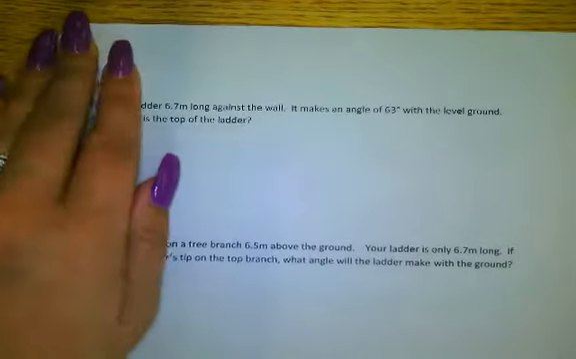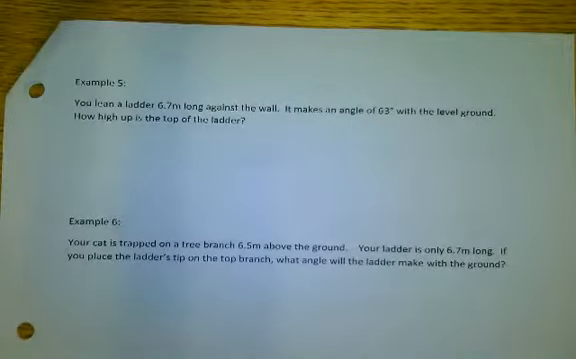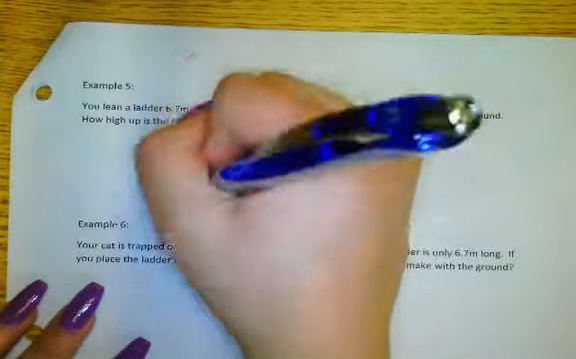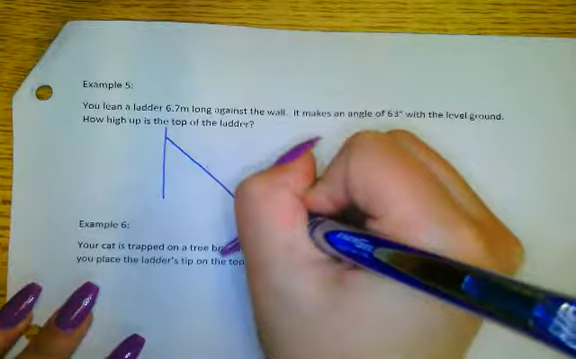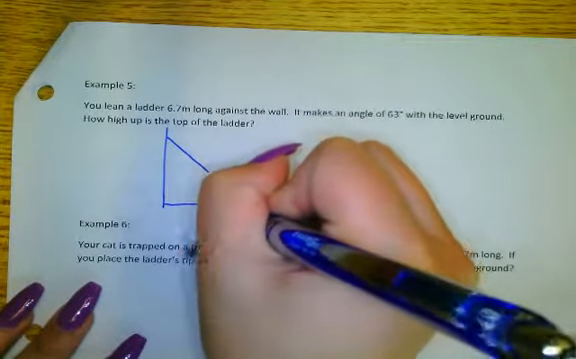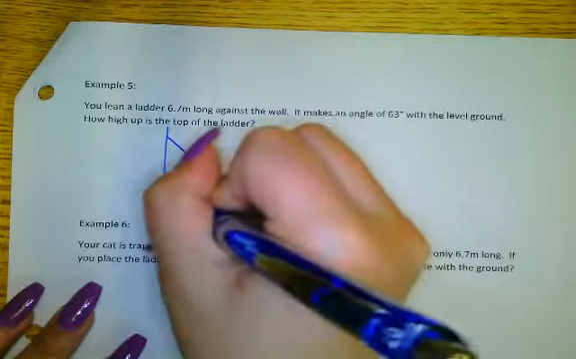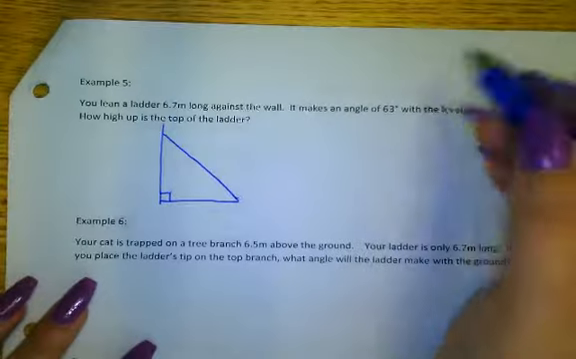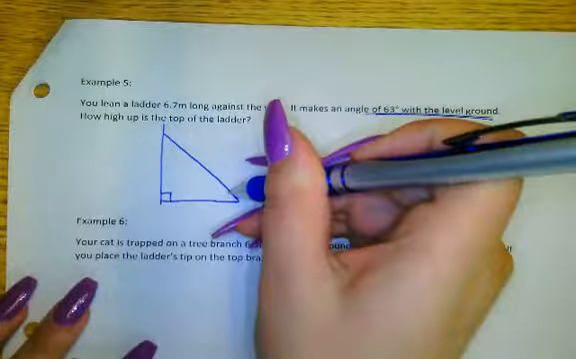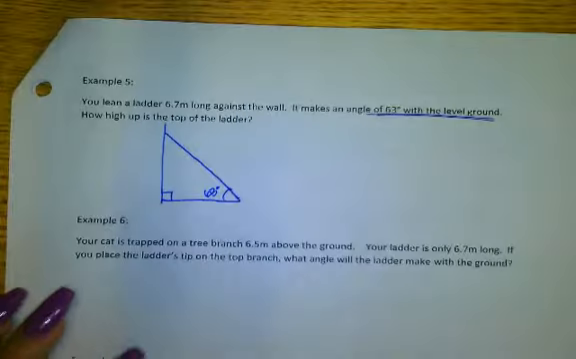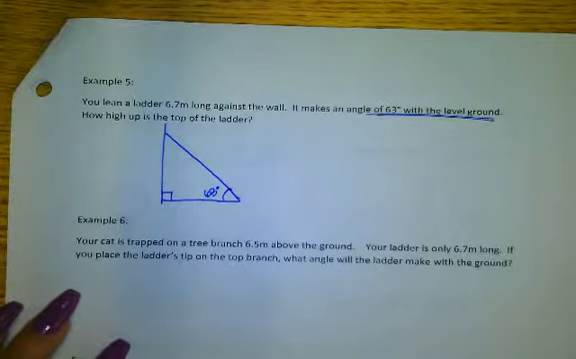5 is very much like the warm-up. Okay, you lean a ladder that's 6.7 meters long against the wall. It makes an angle of 63 degrees with the level ground. How high up is the top of the ladder? Okay, so you know that it's leaning against a wall. Okay, then you have your ladder. Okay, you know your angle that's with the level ground is 63 degrees. Where's 6.7 going? Hypotenuse. Your ladder is always your hypotenuse.